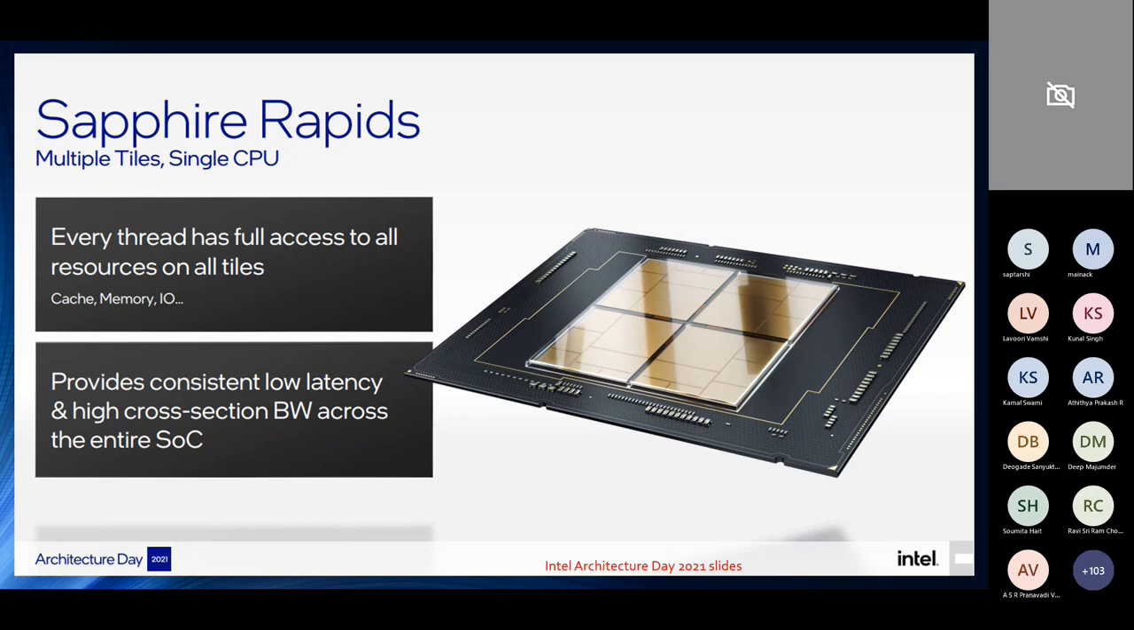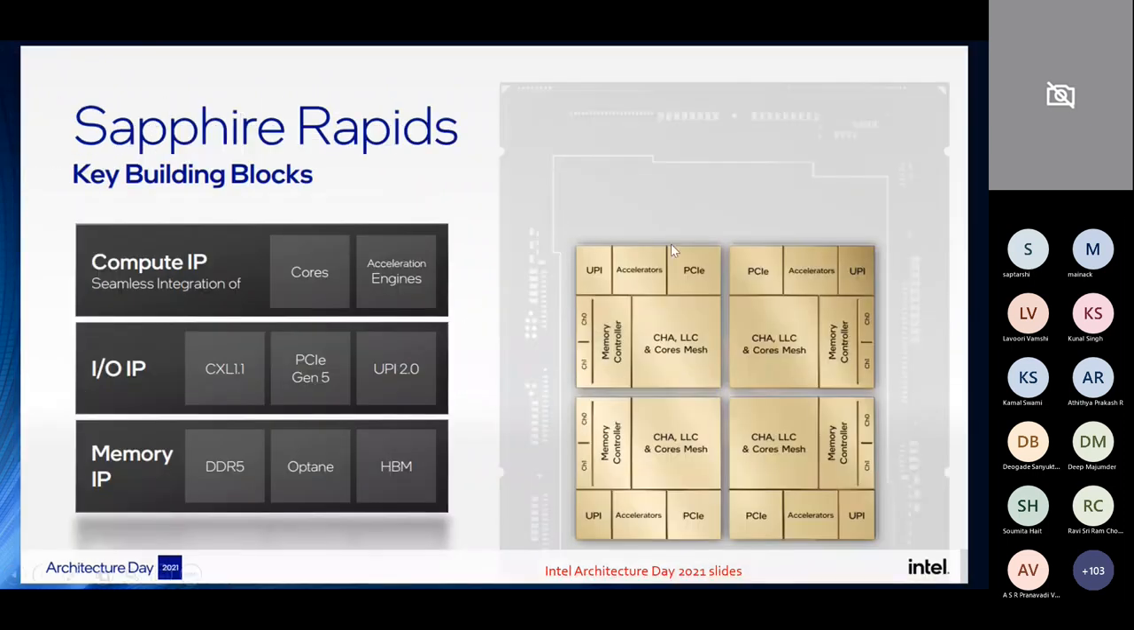So Sapphire Rapids is a multiple tile, single CPU kind of structure. If you see, it looks something like this, right? These tiles are replicated 4 times here. You have different cache blocks, you have PCI blocks, you have accelerators, a bunch of I/O interfaces and memory interfaces.